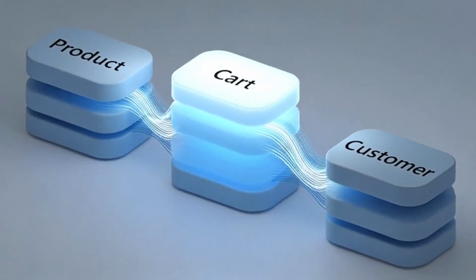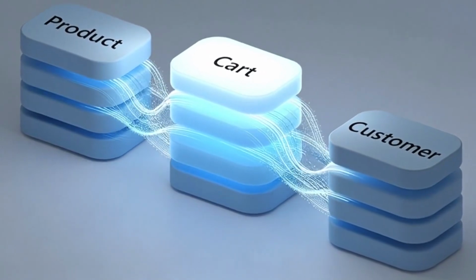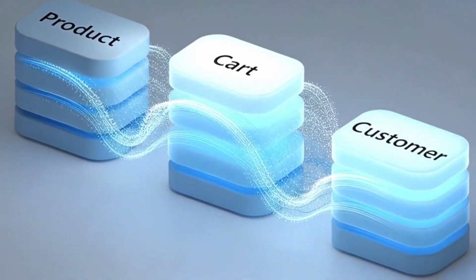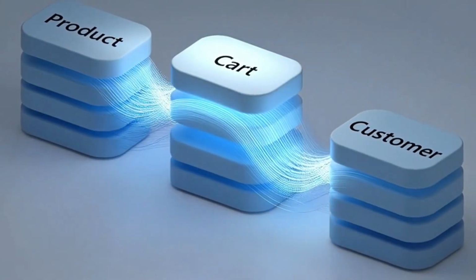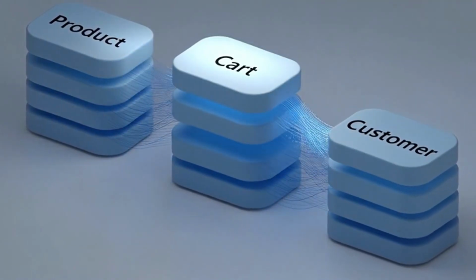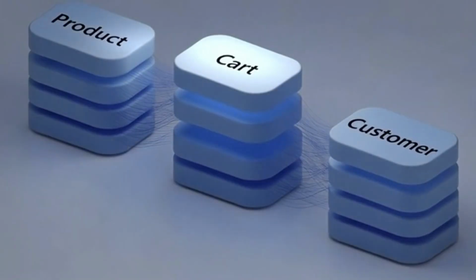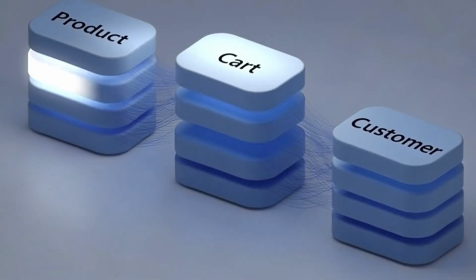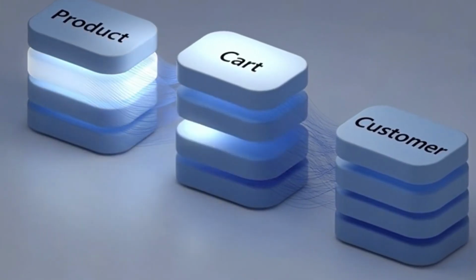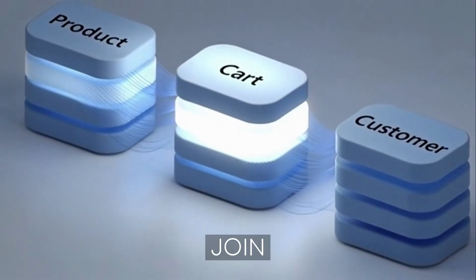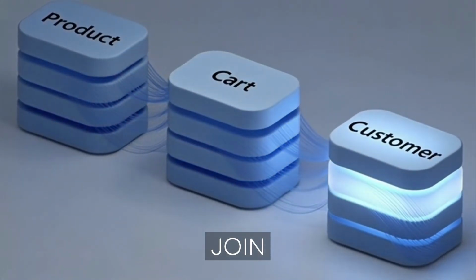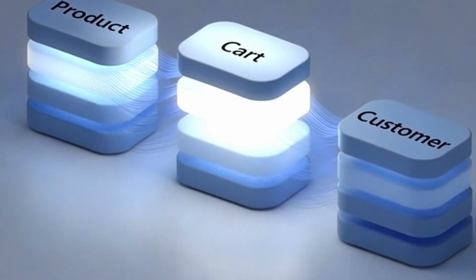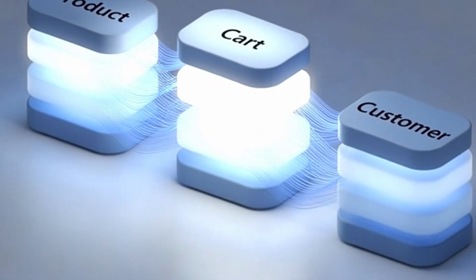These connections are enforced through foreign keys, ensuring referential integrity across tables. When you ask, which customers have purchased this sweater? The database looks at the products table. It finds the sweater. It follows the connections to the cart items table. Then to the customers table. This is called a join. It's powerful because the database understands the relationships.